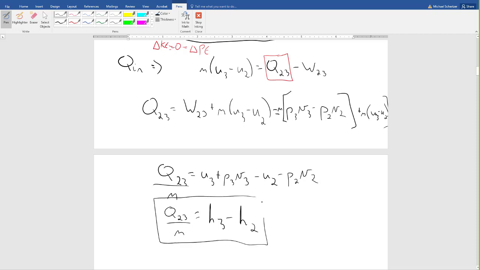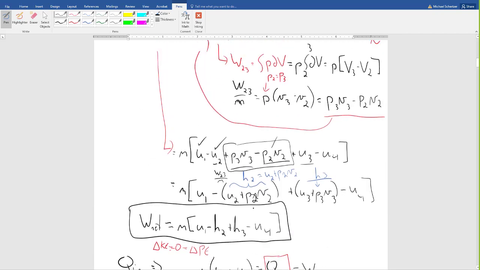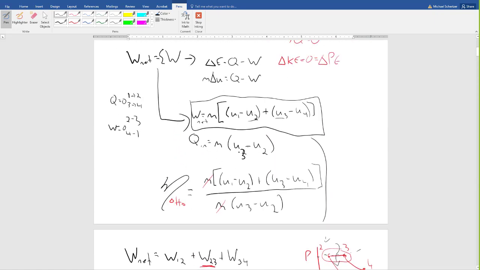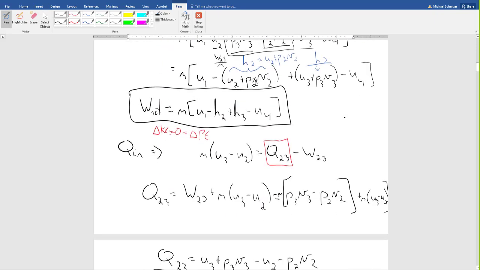That's for diesel. If we went back and looked at the Otto equation, it's the same equation, but these 2 points that are on that horizontal line used to be U's and now they're H's. It used to be Q in was U3 minus U2, and now it's H3 minus H2, because those are the 2 points on our horizontal line.